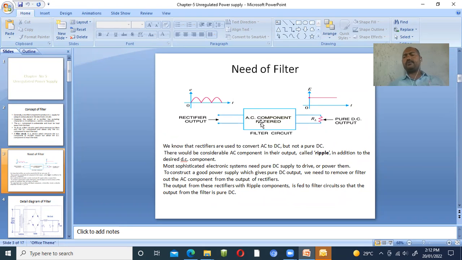So the filter is used to remove only the unwanted component, which is not needed for our application, to give pure DC power. To give pure DC power we have to remove that unwanted component, and to remove it we use a device such as a filter. The unwanted AC component is also called ripple. Ripple removal is a requirement, because if a signal contains an AC component, it is not acceptable as pure DC, so it should be removed.